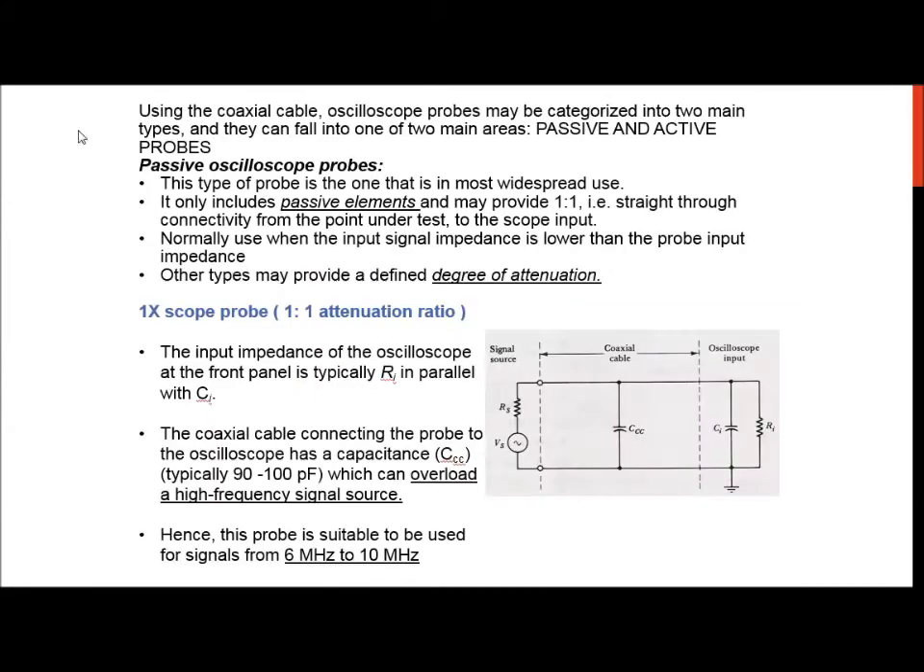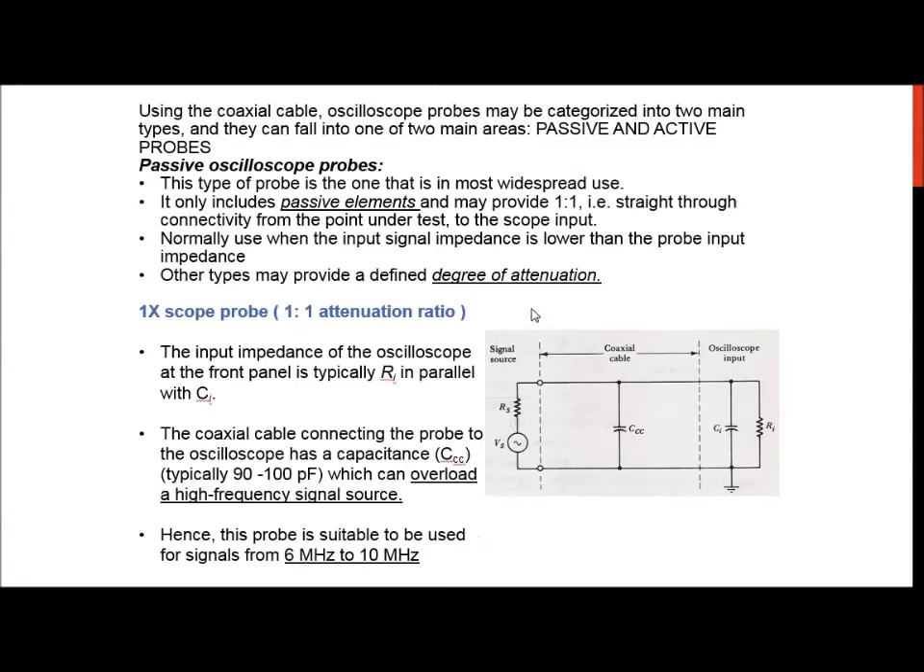Right, there are two types of probes. So the main focus is the passive oscilloscope probes. So there are two types. One is 1-to-1 ratio. So this 1-to-1 probe means that whatever the signal source is showing, that is what the oscilloscope is going to display. So it's 1-to-1 ratio. So that's what it means by the one-time scope probe. So this 1-to-1 scope probe is suitable for signals between 6 MHz to 10 MHz.